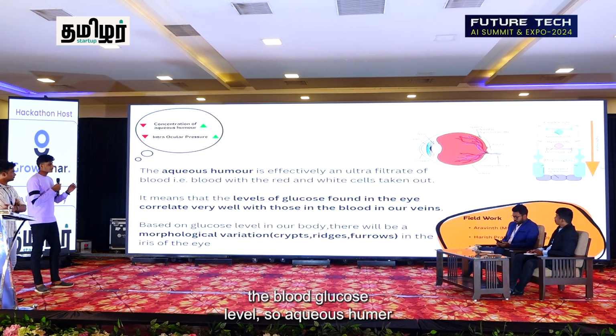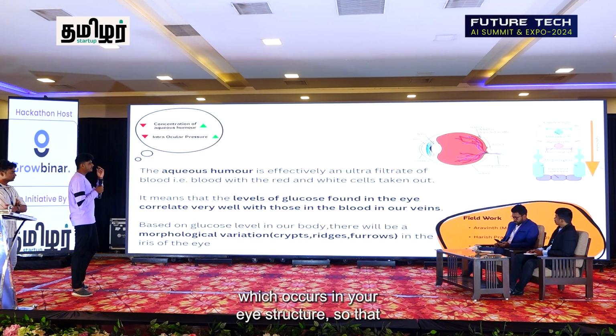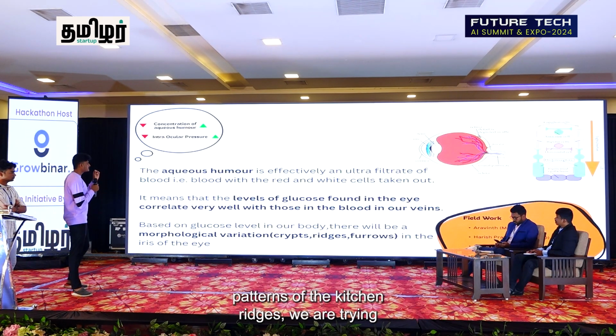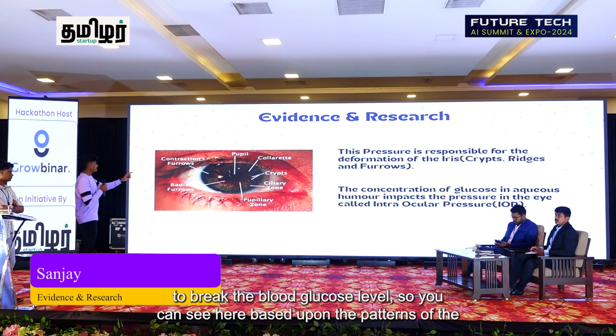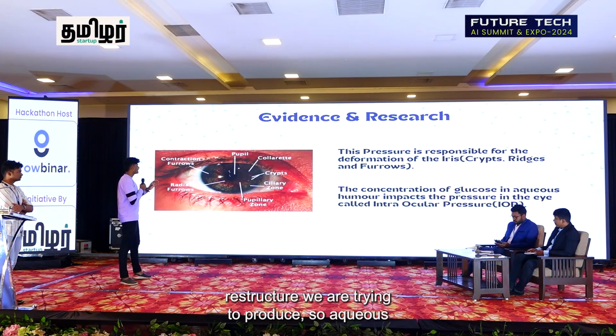Aqueous humor produces a pressure called intraocular pressure, which acts on your iris structure. That causes structural changes in the crypts and ridges of your iris. So based upon the patterns of the crypts and ridges in your iris structure, we are trying to predict the blood glucose level.